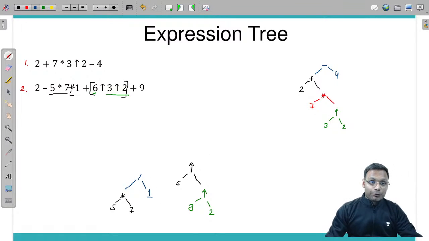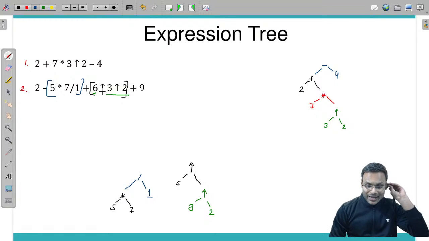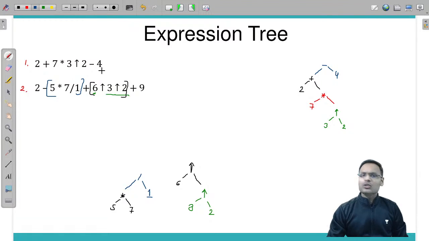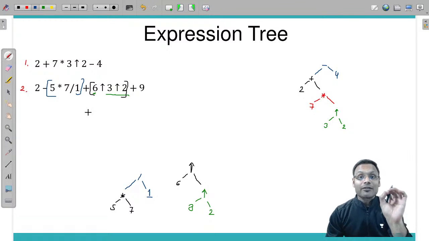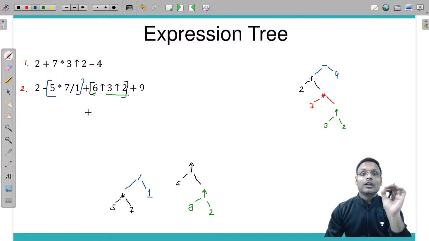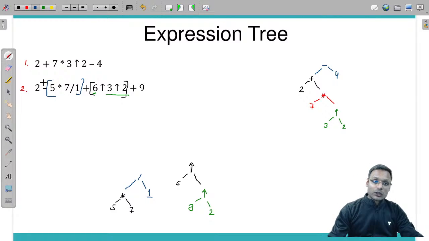Now if you are done with this much, इतना अगर आप लोगों का हो गया है, this much is done. Now remaining 3 operators: minus, plus and plus. Which operator are you going to solve next? कौन सा operator solve करेंगे? All are having same precedence. According to the associativity, you are going to go with the leftmost first.